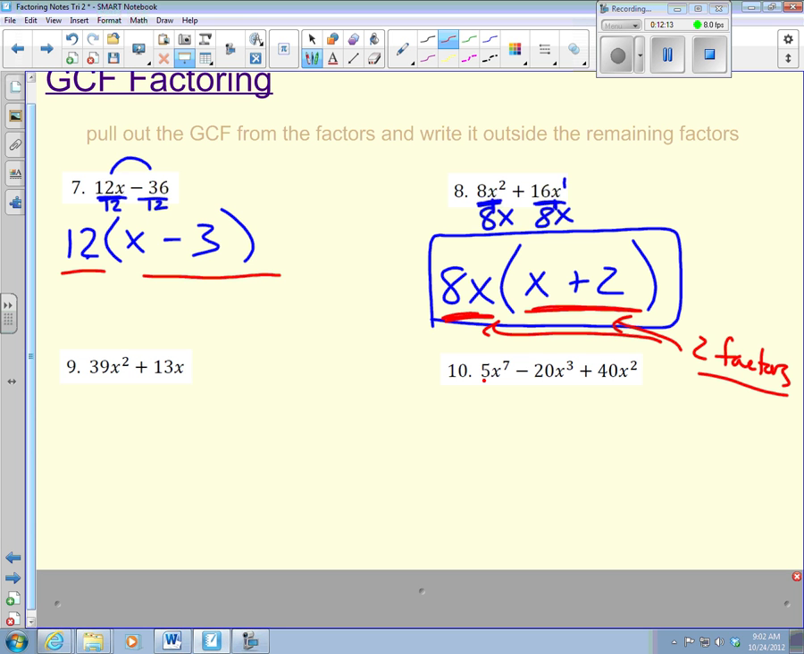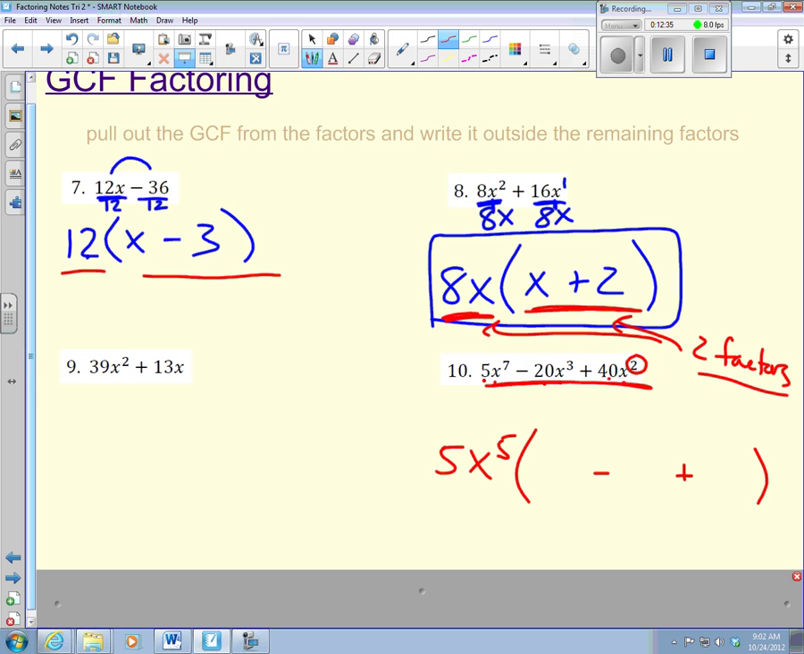First of all, looking at the 5, the 20, and the 40, well, that should be pretty easy. It's 5. x to the 7th, x cubed, x squared. They all have an x. Take out the smallest power, x squared. So 5x squared is my greatest common factor. Now I'm going to have 3 terms inside here, because I'm starting out with 3 terms.